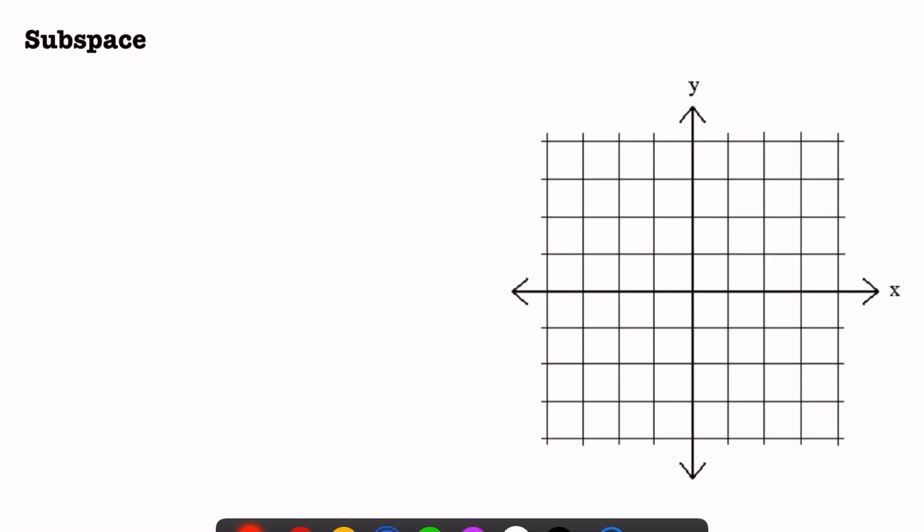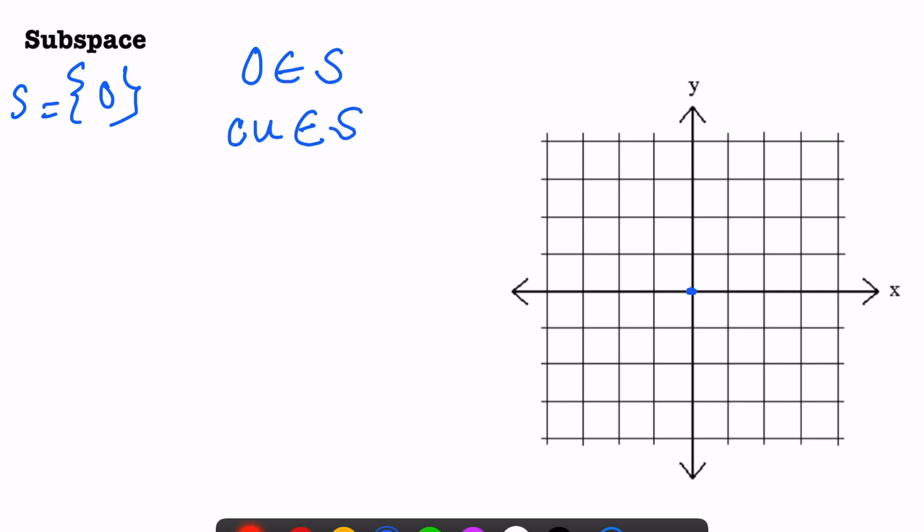Now let's take a few trivial scenarios. Is the zero vector a subspace? Of course, zero belongs to this subset. Let's check if scalar multiplication is closed in this subset or not. Any scalar multiplication of this zero vector is zero itself. So this subset is closed under scalar multiplication. And if we take two zero vectors and add them, we get the zero vector only. So it is closed under vector addition as well.